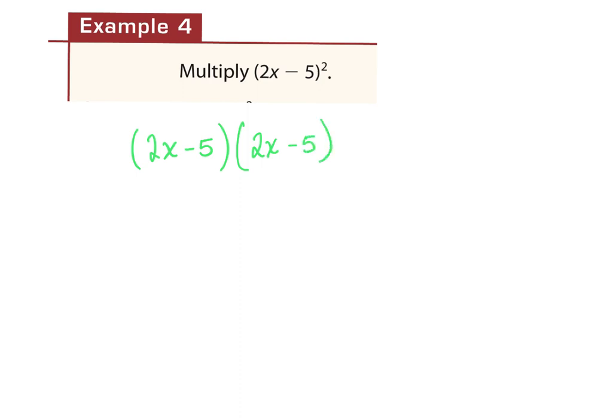Okay? And so you can use the FOIL method here. I'm actually going to show you. So, FOIL it. First, outer, inner, last. First, that's just going to be the 2x times the 2x. What's 2x times 2x? That's 4x squared. Outer, 2x times negative 5. Negative 10x. What do you notice about this guy? Negative 5 times positive 2x. That will always happen when you square a binomial, by the way. When you square something like this, your outer and inner term will be the same.